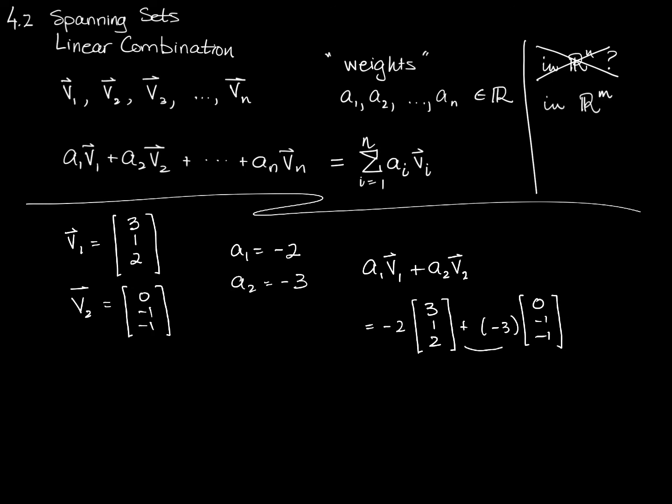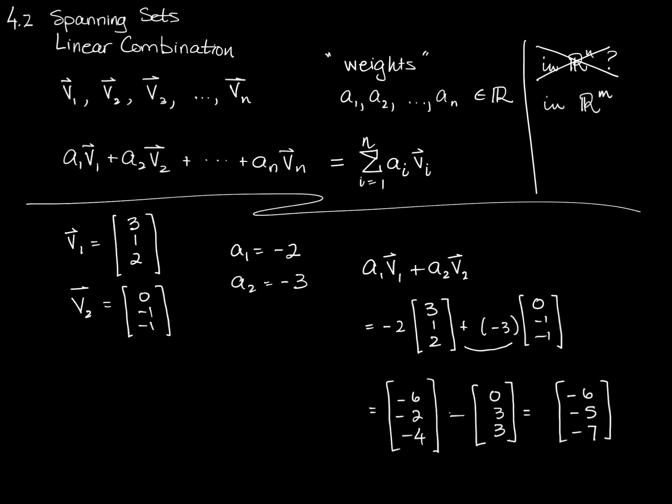Now, of course, I could write this as just -3 here. That would be absolutely fine. So I'm going to get -6, -2, -4. Since I'm writing this as a minus, I'm essentially distributing that negative. I'm going to get 0, 3, 3. And when I combine these, I get -6, -5, -7. That's the vector that results. So the linear combination of these weights with these vectors in this order is the vector -6, -5, -7.